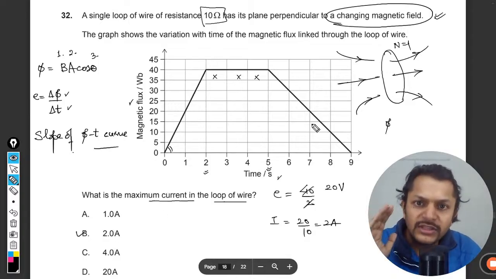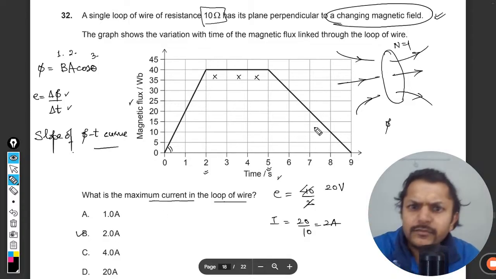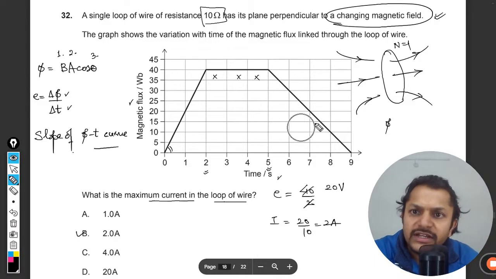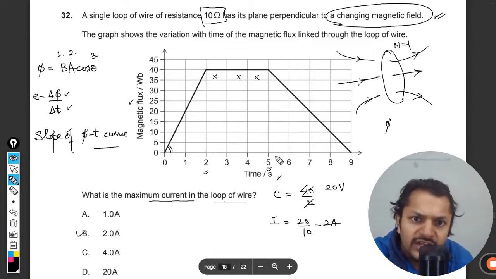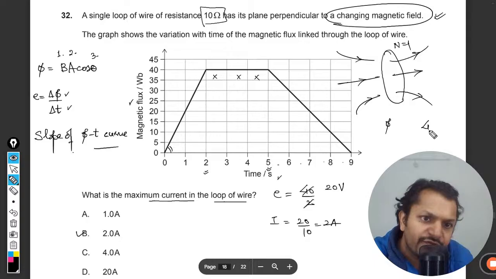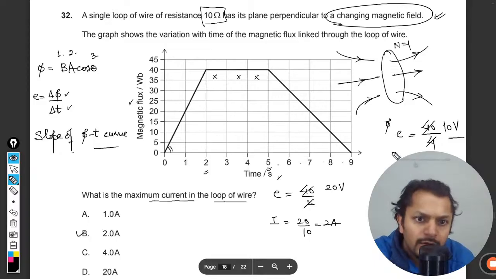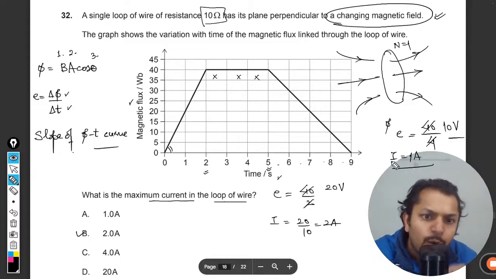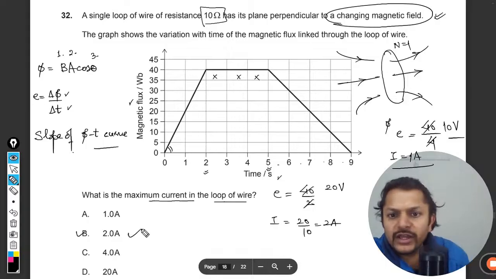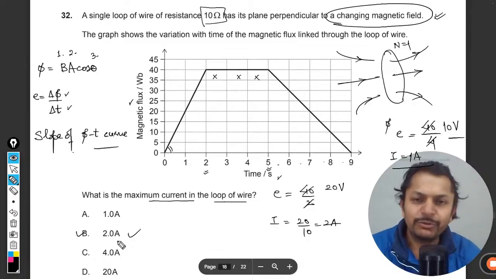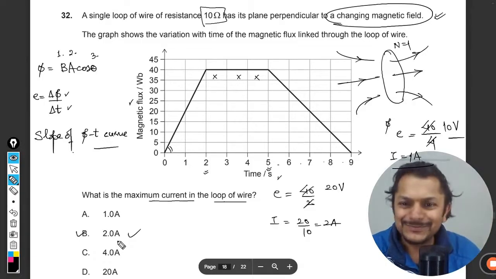But let us go for this EMF now. The answer for this is 40 divided by 4 seconds, so that is 10 volt. Clearly the EMF is 10, and so the current produced now is 1 ampere. So our answer is 2 ampere for this question. So this is how we do this question, dear students. This is Professor Varun. Thanks for joining. All the best. Bye.